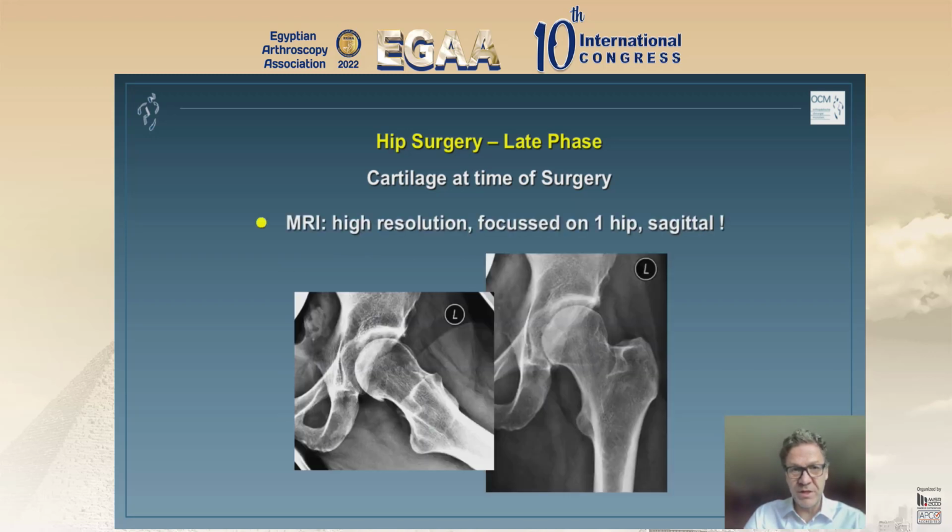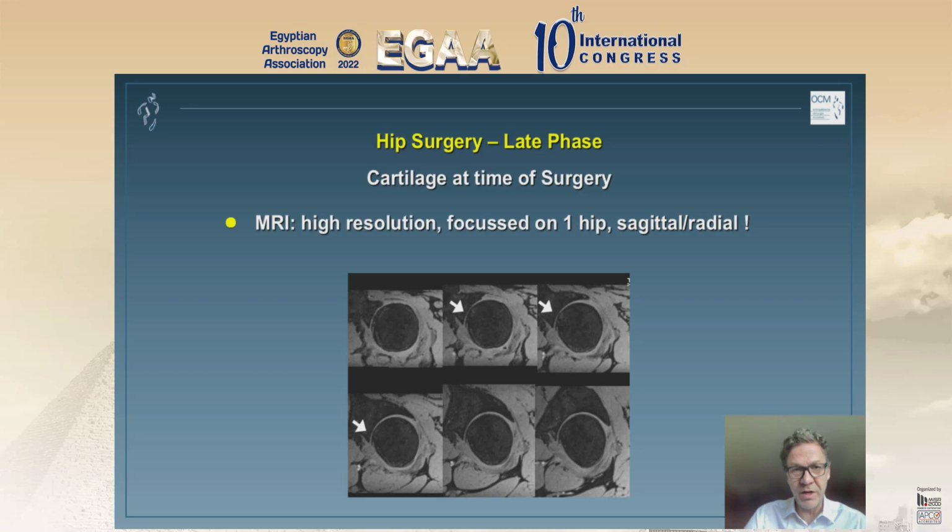When you look at this imaging, those radiographs, you would say this hip does not look too bad. The joint space is still congruent and wide. However, when you look at the MRI, you see that the posteromedial joint space is already reduced. This joint is already incongruent, so probably this joint is not good enough anymore to perform joint preservation surgery.